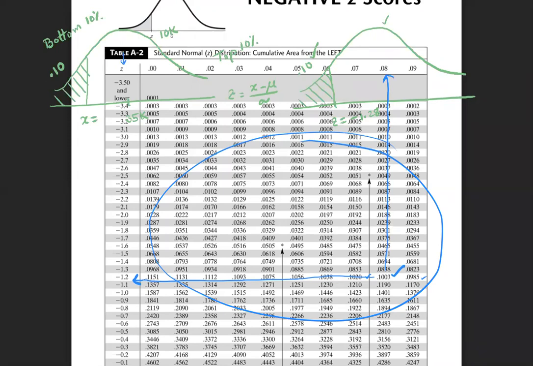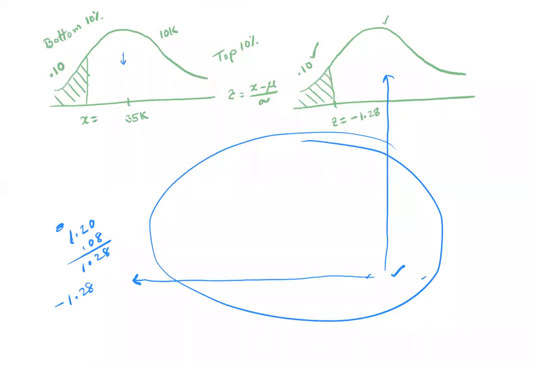So forget the sign, 1.20 and 0.08 gives 1.28, but it's negative, right? So it's going to be negative 1.28. That's exactly what it should be, and that's exactly how you should find it. That's what Jerry had.